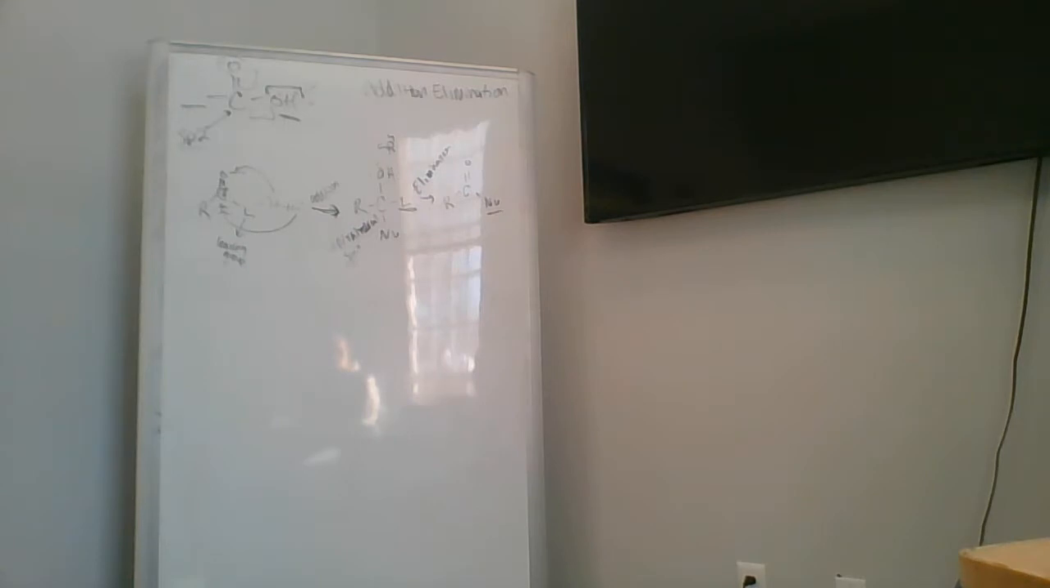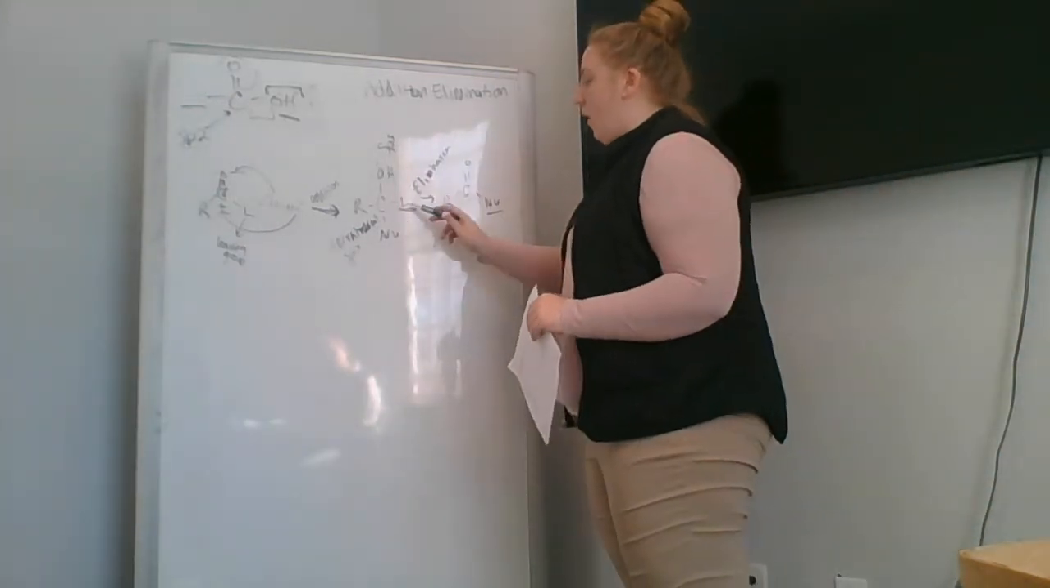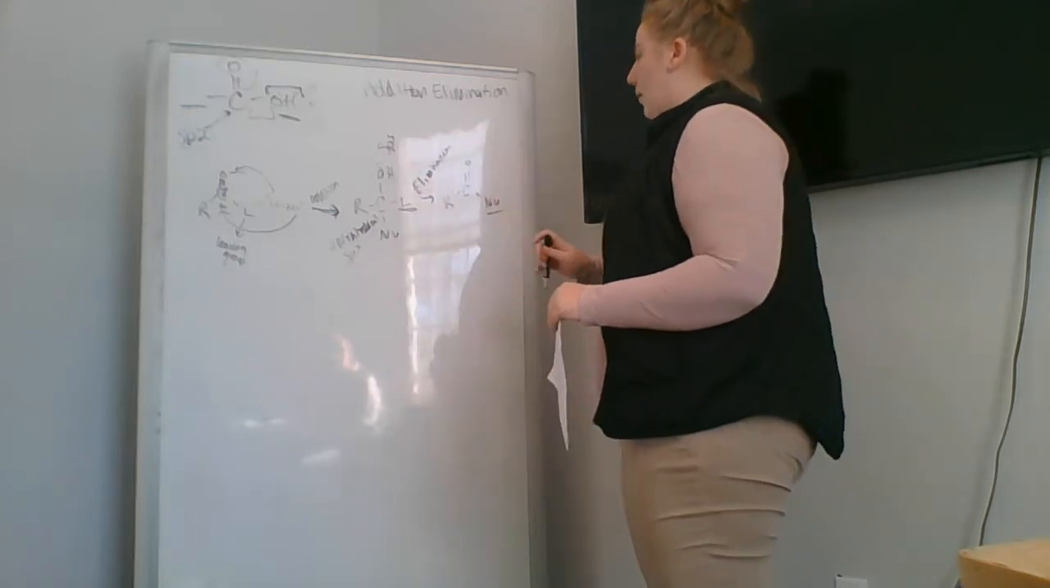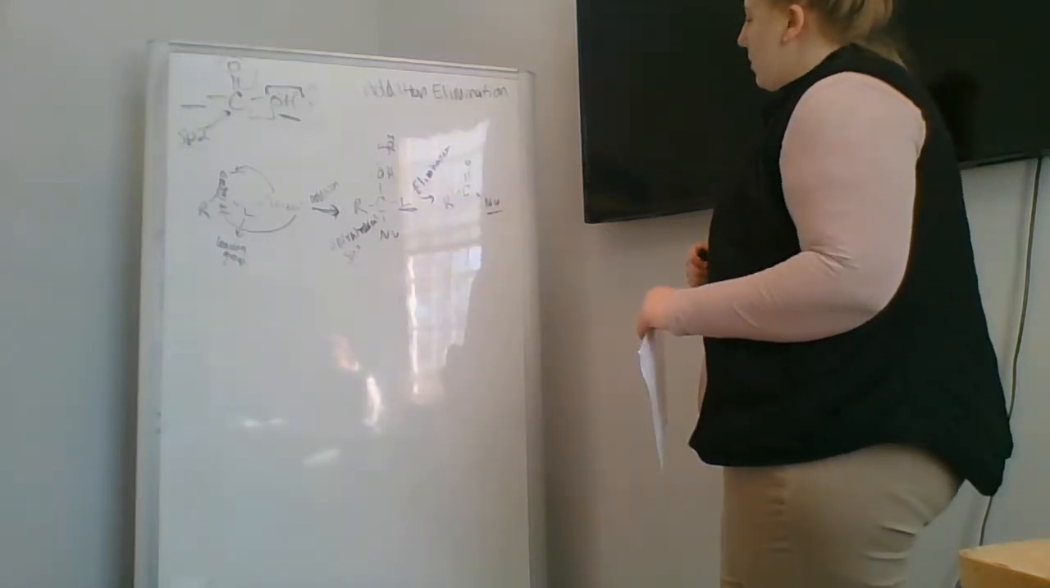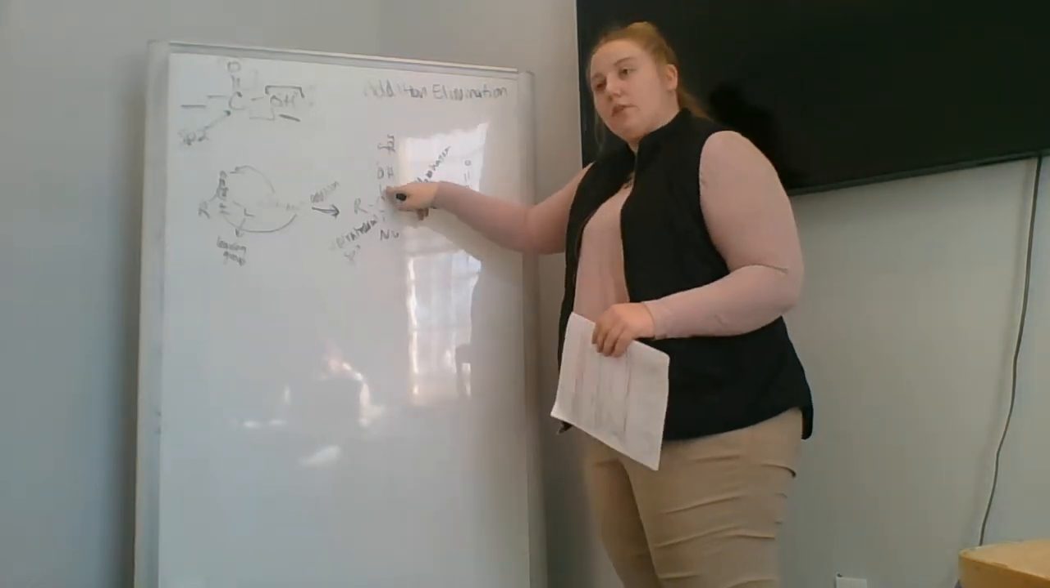I know he made a big deal about alcohols not being good leaving groups, and that kind of goes back to this intermediate here. Why is the leaving group the one that leaves? If you think back to, I think it was chapter 8 maybe, for this to be a good leaving group, we actually have to protonate it.